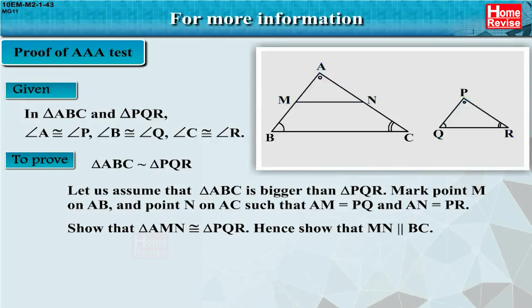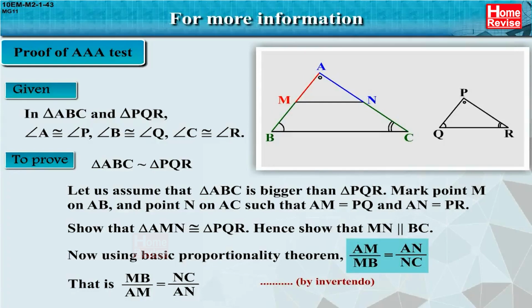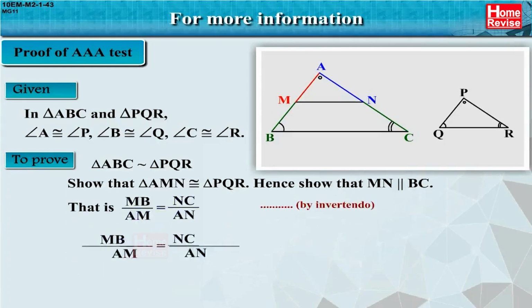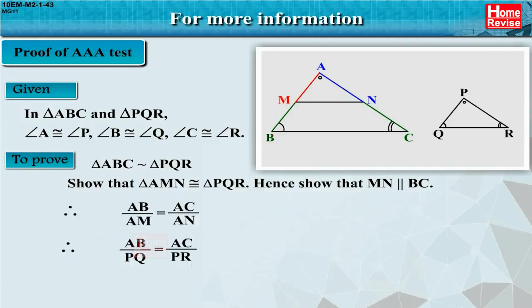Hence, show that MN is parallel to BC. Now, using basic proportionality theorem, AM upon MB is equal to AN upon NC. That is, MB upon AM is equal to NC upon AN by invertendo. MB plus AM upon AM is equal to NC plus AN upon AN by componendo. Therefore, AB upon AM is equal to AC upon AN. Therefore, AB upon PQ is equal to AC upon PR.